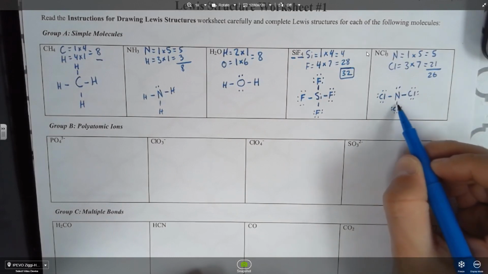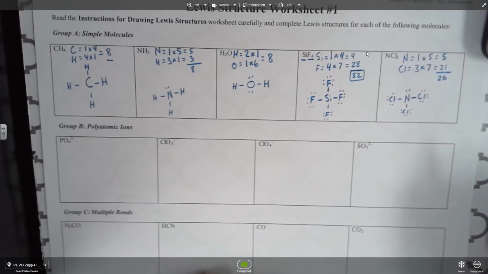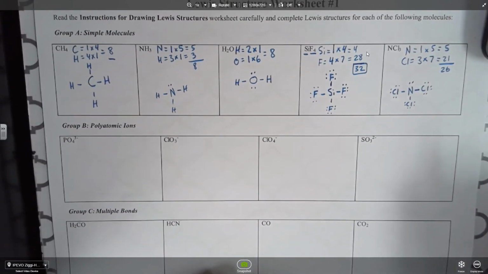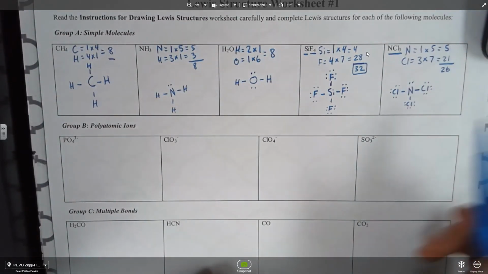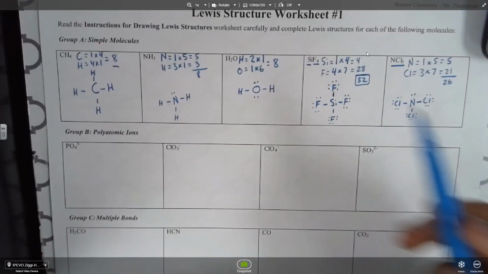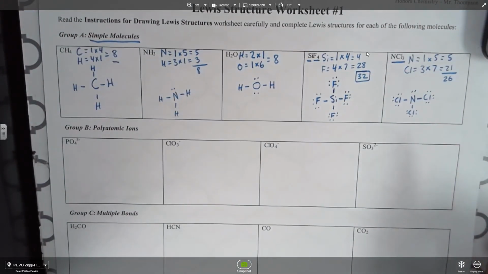10, 12, 14, 16, 18, 20, 22, 24, 26. It does, so we're good, okay? So that is how you would draw the Lewis structure for NCl3. These are all single bonds. That's why it's labeled as simple molecules, okay? We only did single bonds yesterday, all right?